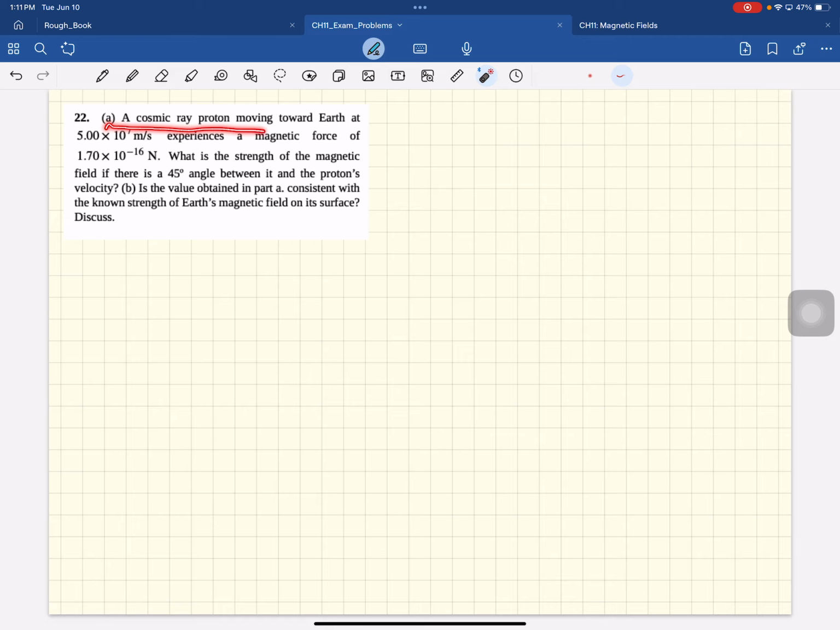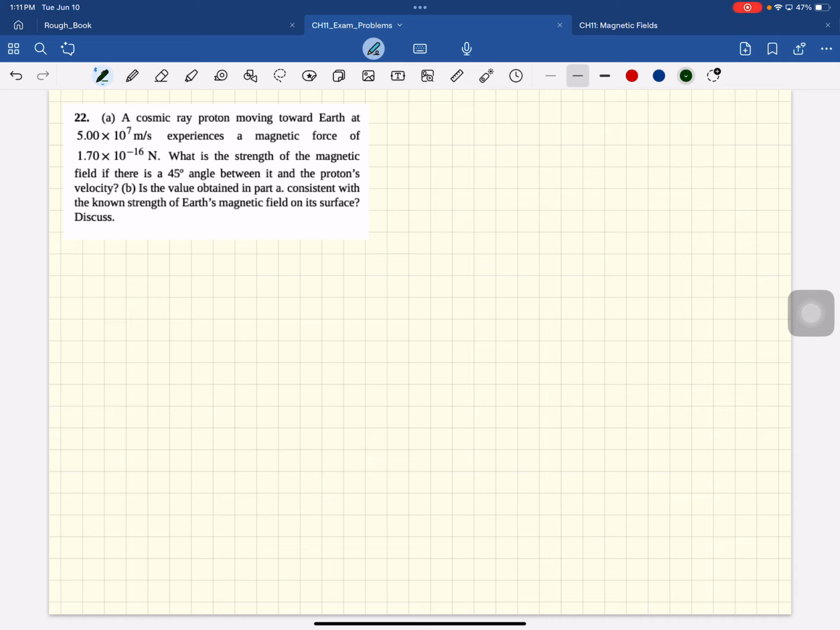A cosmic ray proton moving towards the Earth at 5 times 10 to the 7 meters per second experiences a magnetic force of magnitude that. What is the strength of the field if there is a 45-degree angle between it and the proton's velocity? Is the value obtained in part A consistent with the known strength of the Earth's magnetic field?